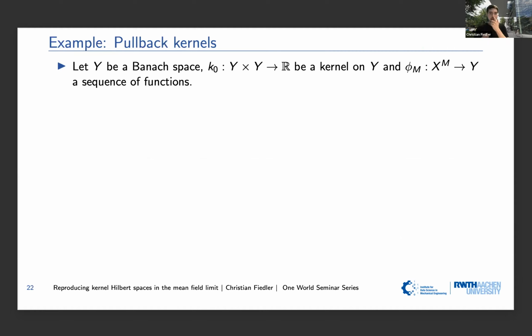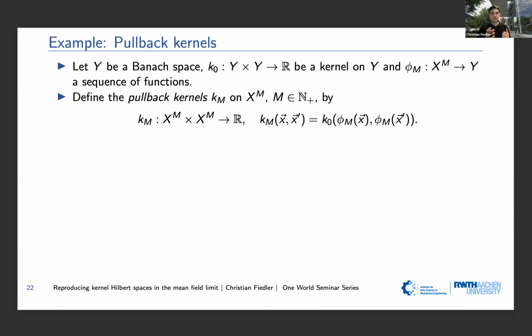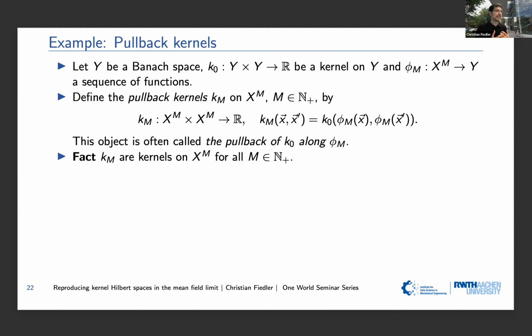Okay, so it's time for examples. The first class of examples is given by a very classical construction called Hilbert kernels. So we fix a Banach space and a kernel on this Banach space, and then a family of functions phi m from Xm to Y. The idea is you take two inputs, you apply a function, in this case the function phi m, and then you plug it into the, let's say, base kernel K0. It's very well known that the resulting object, which is often called the pullback of the base kernel K0 along the function phi m, is a kernel, in this case a kernel on Xm. So we get a whole family of kernels.